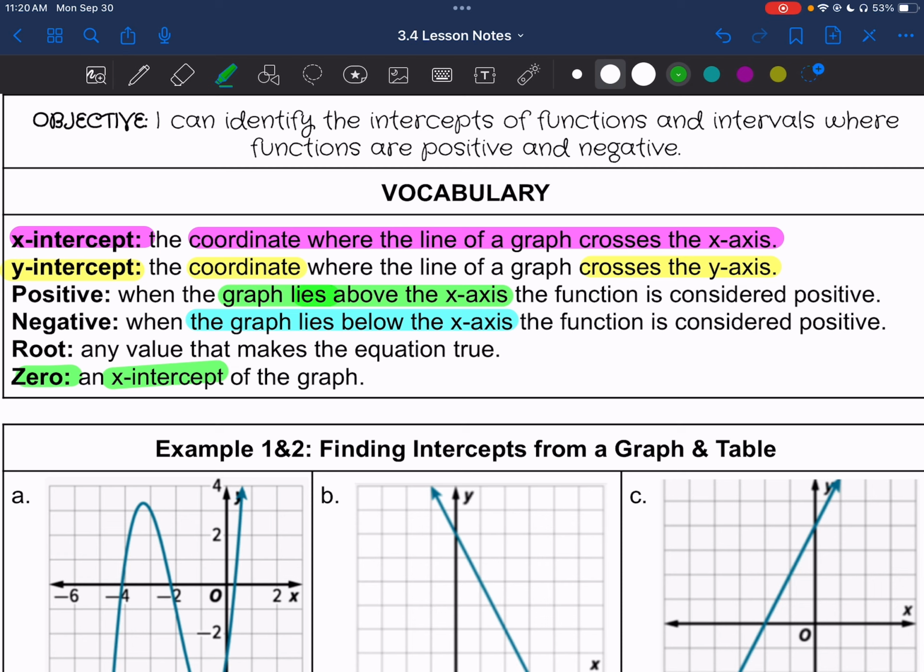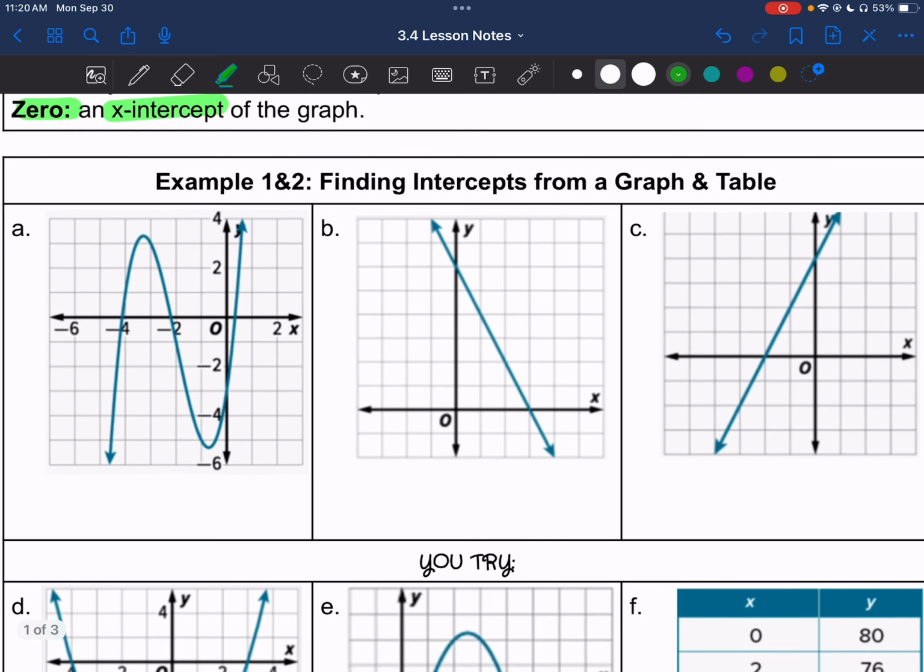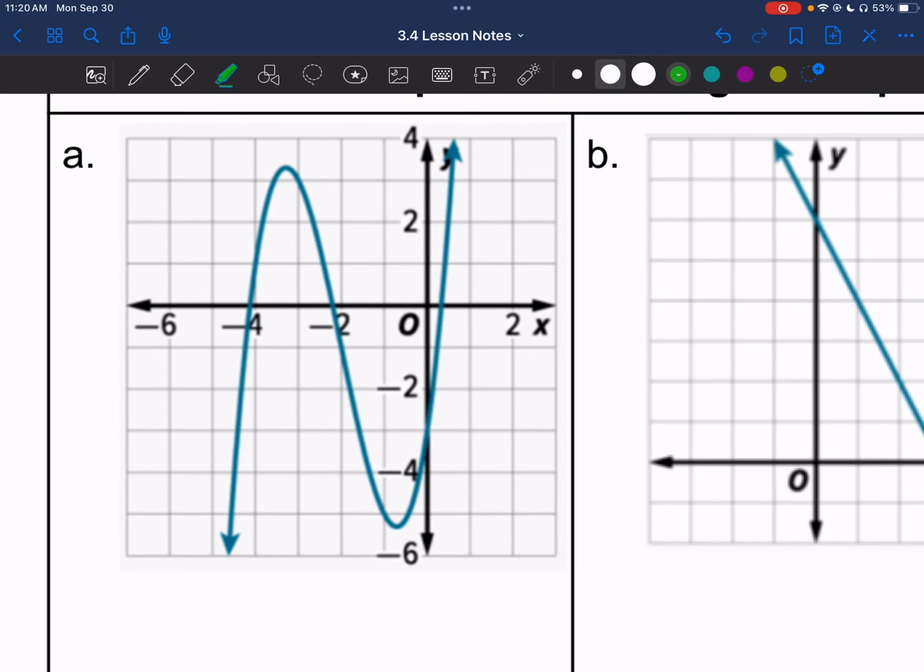Now, let's take a look at these. We're going to find our intercepts. We're going to find when is it positive and when is it negative. So letter A, we're going to start with our x-intercepts, so places that we are crossing the x-axis. I have one right there, I have one right there, and I have one right there.